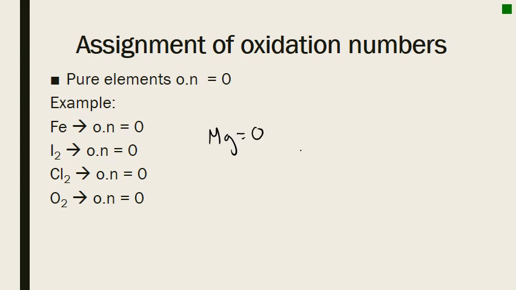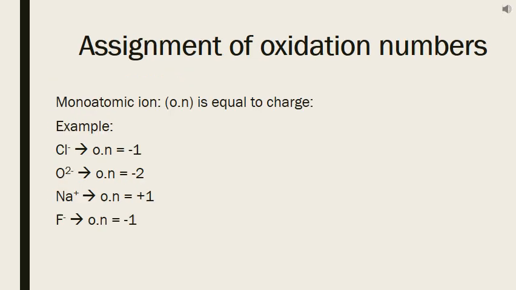So any pure element by itself, the oxidation number of it is always 0. So assignment of oxidation numbers for the monoatomic ions, that's equal to its charge. For example, you've got Cl-. The charge is minus by itself, so the oxidation number is -1. The oxygen has a charge of 2-, so the oxidation number is -2. The Na has a charge of plus, so the oxidation number is +1.